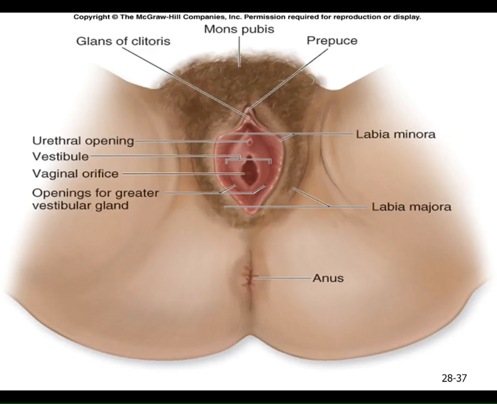So there is a small opening here for the vestibular gland or glands. And these, again, are pre-ejaculatory secreting glands that are homologous with the bulbourethral glands. Opening for the urethra, and again, the vestibule, just that generic word used to describe the opening into the vagina. And the prepuce over the clitoris would be similar to the foreskin on the penis.